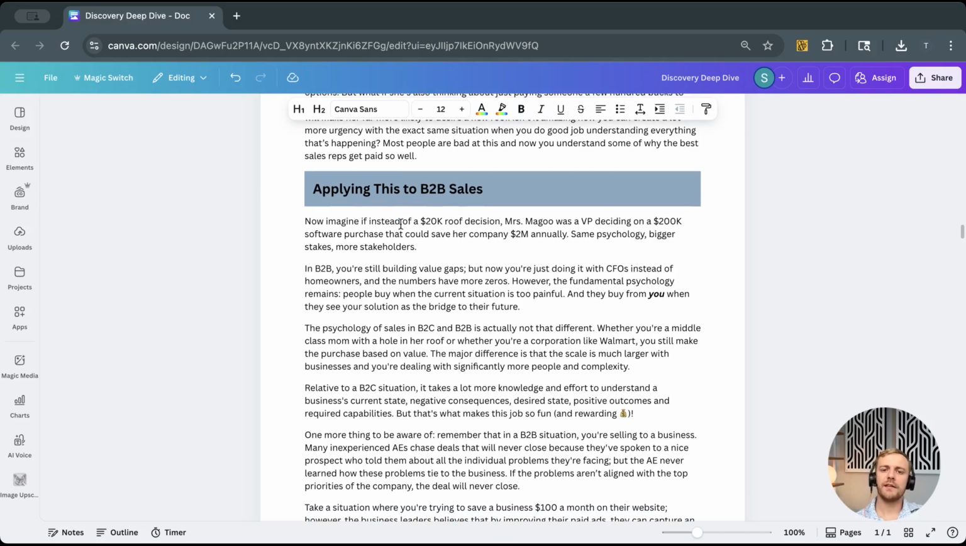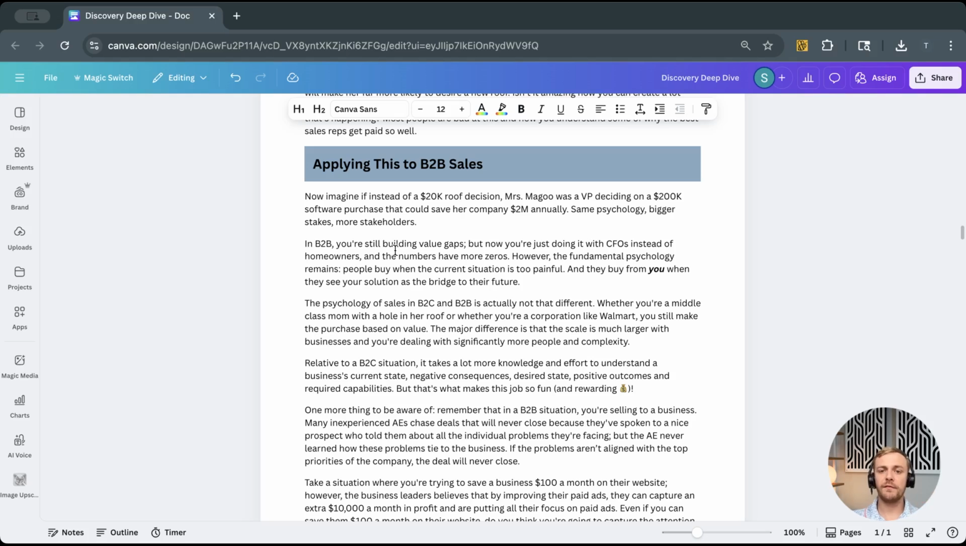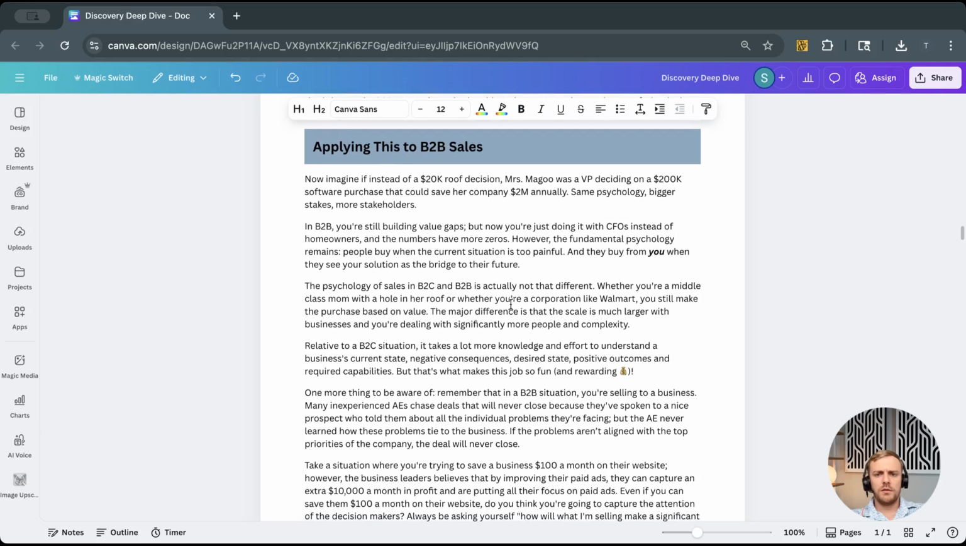Okay, applying this to B2B sales. So instead of a 20K roof decision, now picture Mrs. Magoo is actually a VP deciding on a $200,000 software purchase that could save our company $2 million annually. All right, same psychology, bigger stakes, more stakeholders. In B2B, you're still building value gaps, but now you're doing it with CFOs instead of homeowners, and the numbers have more zeros. So the fundamental psychology remains the same, which is people buy your solutions when the current situation is too painful, and then they buy from you when they see your solution as the bridge to their future.